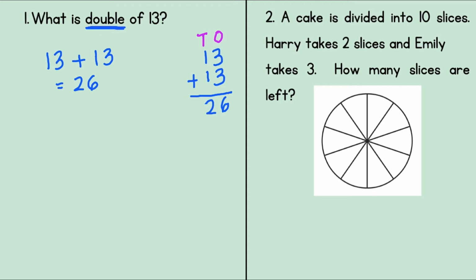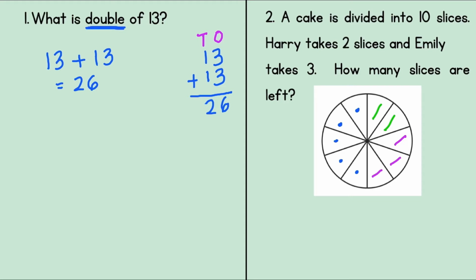Next question. A cake is divided into 10 slices. Harry takes 2 slices and Emily takes 3. How many slices are left? So imagine this is your cake which has been cut into 10 slices. Harry takes 2 and Emily takes 3. How many slices are left? 1, 2, 3, 4, 5. You have 5 slices left.